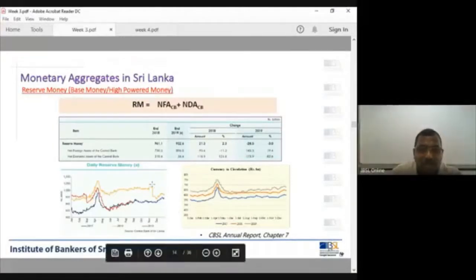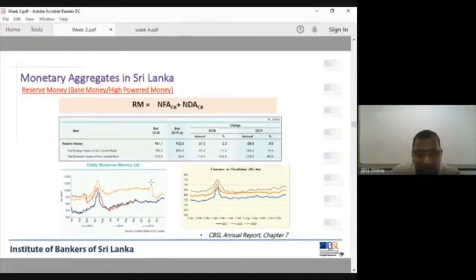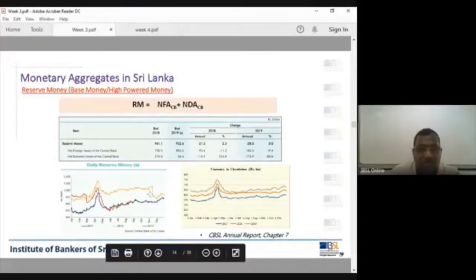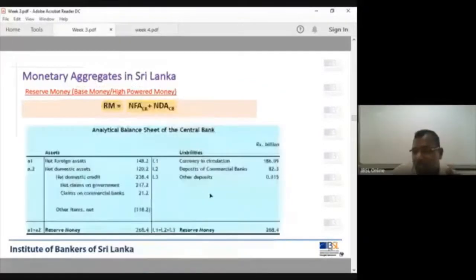So similarly, here in 2018, there was a reserve ratio reduction. So it dropped by that amount. Why? Remember, there are two components of reserve money: currency in circulation and deposits of commercial banks with the central bank. So when the reserve ratio is cut, the central bank reduces those deposits of the commercial banks. As a result, this SRR balance with the central bank will be reduced. By that amount, reserve money will drop.